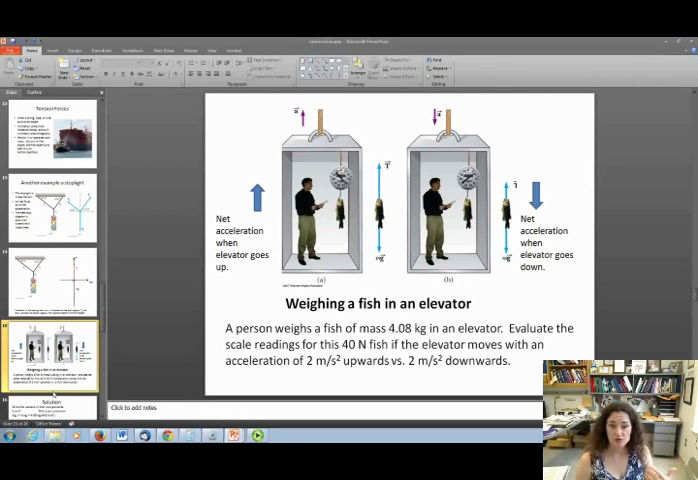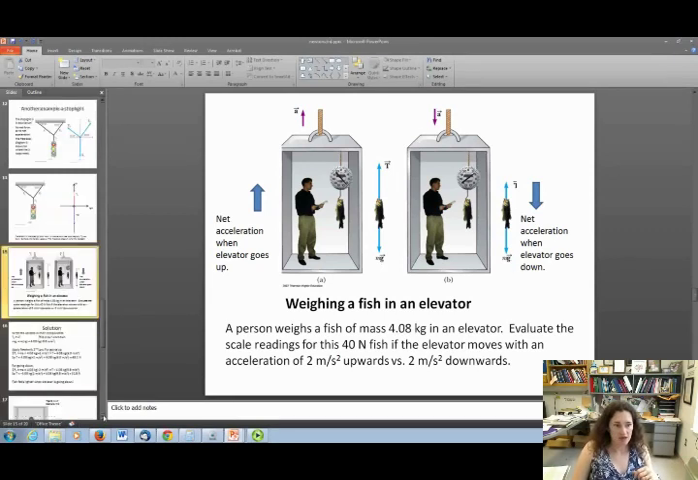If the elevator moves with an acceleration of 2 meters per second squared up, or if the elevator is instead accelerating downward at 2 meters per second squared. So I've got 2 free body diagrams here. One for when the net acceleration is when the elevator is going up, okay? And one is the net acceleration when the elevator goes down, okay? So for the one on the left, here's my fish. Here's my free body diagram for my fish, and I've got tension up and mg down.